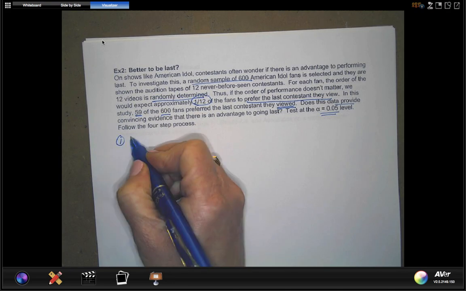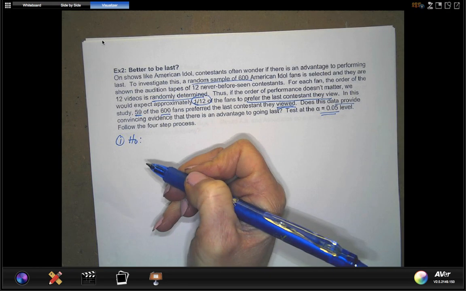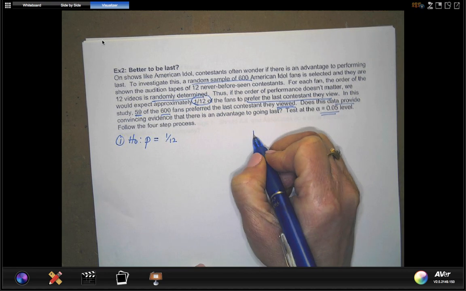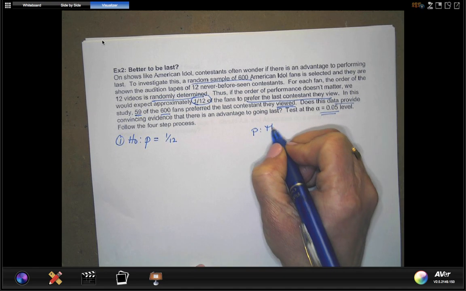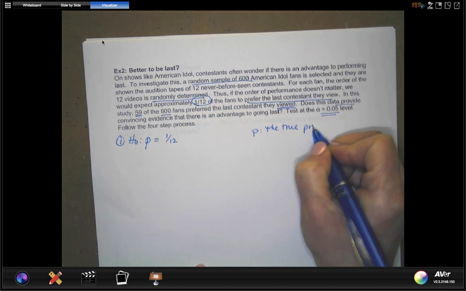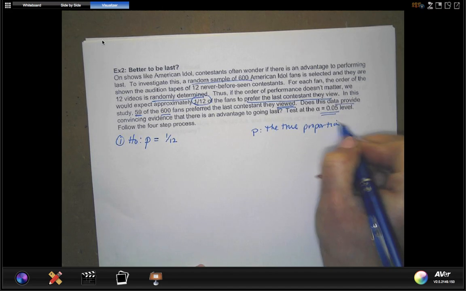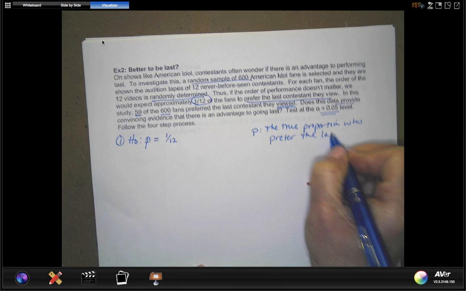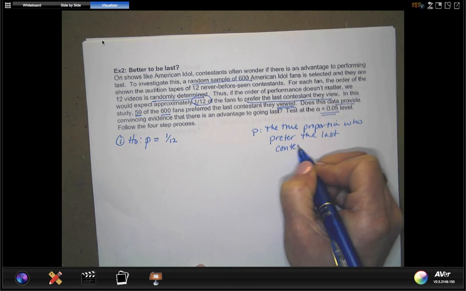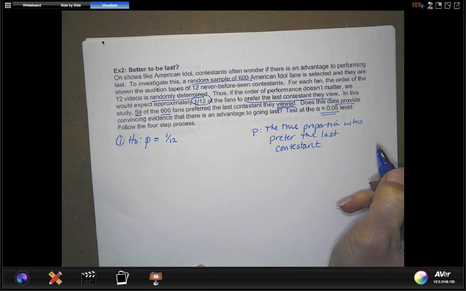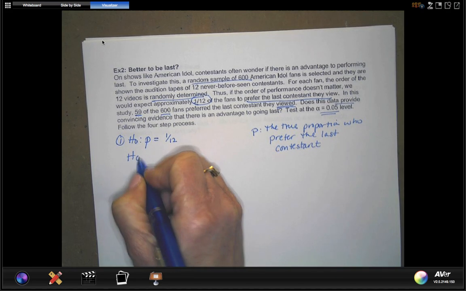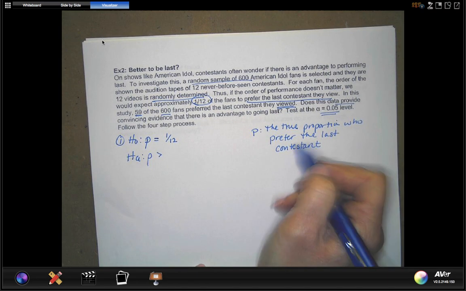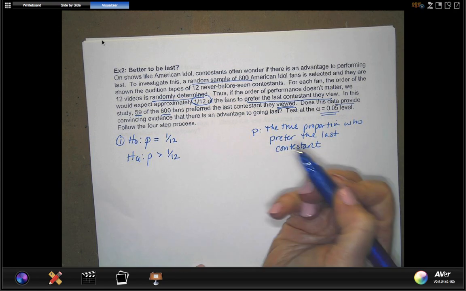All right, so my H0. Again here, remember that the P in this one is the true proportion who prefer the last contestant. They think that maybe there's an advantage to going last, so we would think that the true proportion who prefer the last contestant would be greater than 1/12.